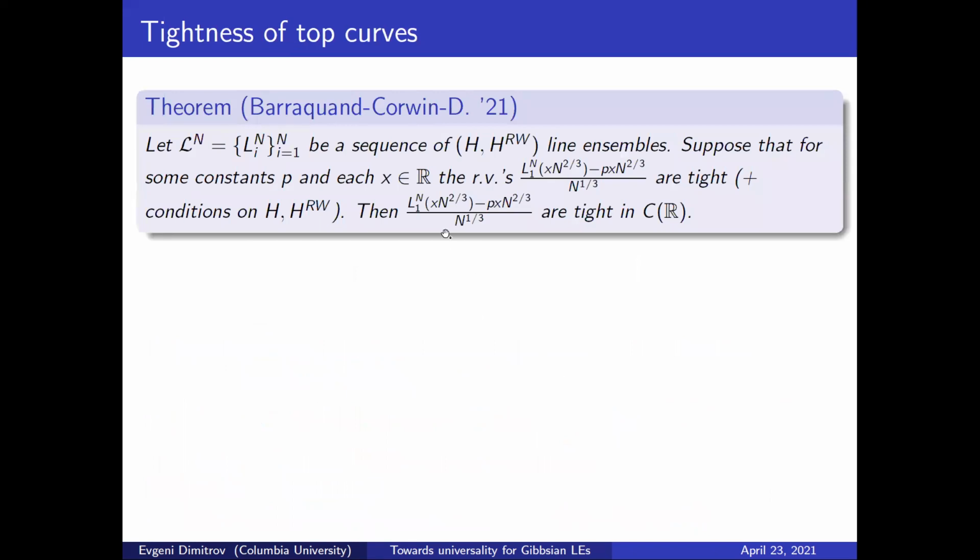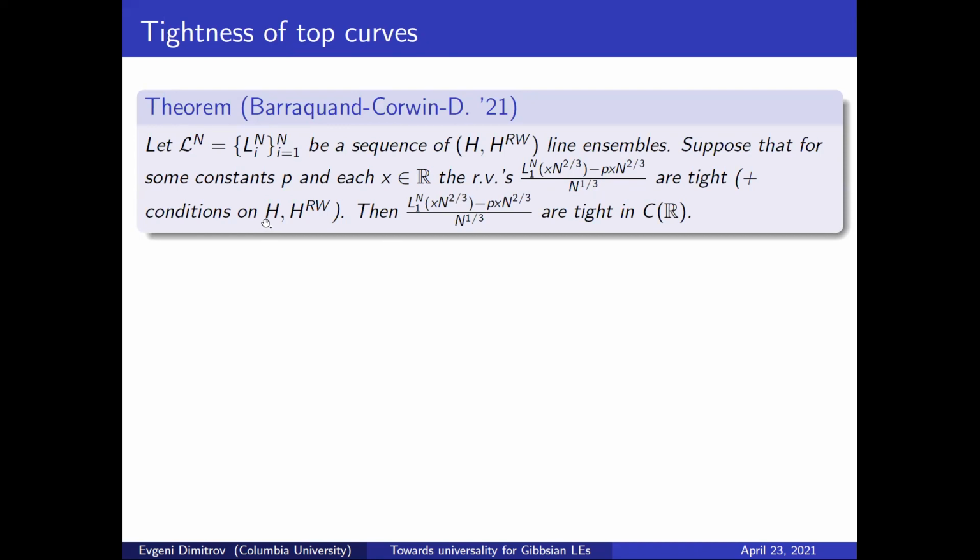This is the theorem that we established with Guillaume Barraquand and Ivan Corwin again earlier this year. So we consider general H^RW. These are line ensembles that are built from some generic random walks that have some generic type of interaction. What we were able to show is that if you know that the 1-point marginals of the top curve, or the lowest index curve, are tight under suitable shifts and scales, then the entire top curve of this ensemble needs to be tight under the same shifts and scales. There are certain technical conditions on H and H^RW, so you need them to be convex, things like that, that I'm not going to go into.